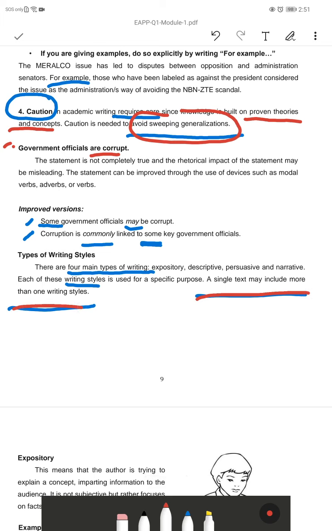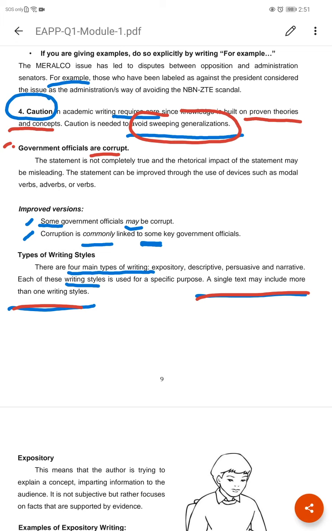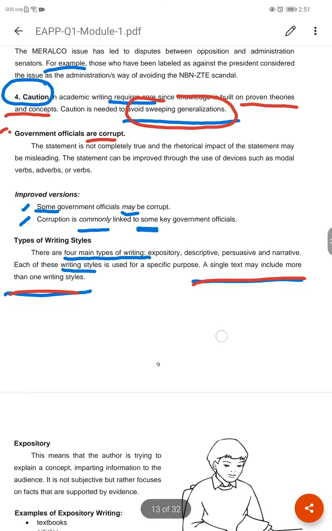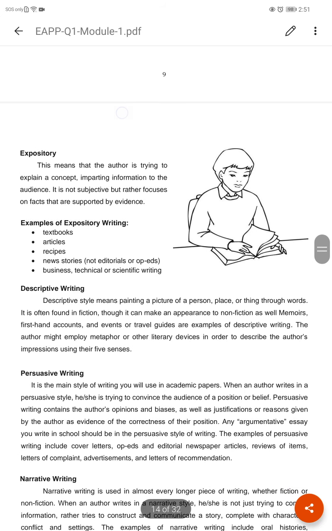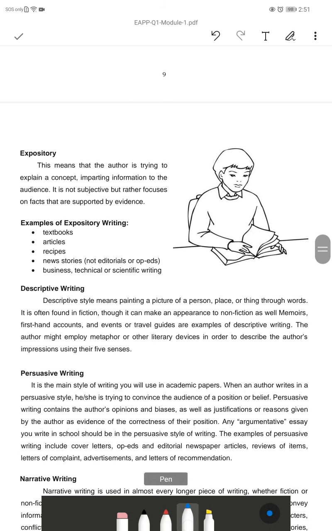So you may begin your writing with expository, and then in the body you can use narrative, and then in the conclusion you could use persuasive. So that is what we mean by this, that there are different kinds of writing or styles of writing, and it is your option as the writer to use only one or a combination of these writing styles. So let's begin with the first one. The first one is the expository writing. It's the expository writing style.